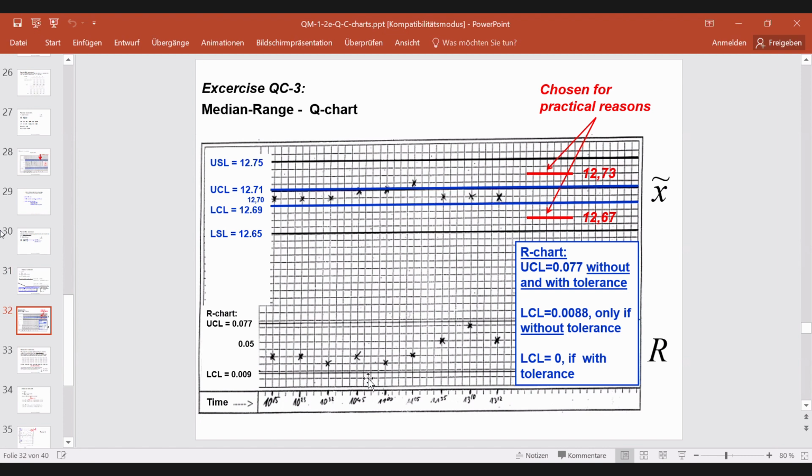Here is the variation line on the bottom of the control chart. You see the variation line, and here you see the range chart. These are the ranges of every sample here. And here you also have the upper control limit and the lower control limit. And you have the samples here, the sample ranges.